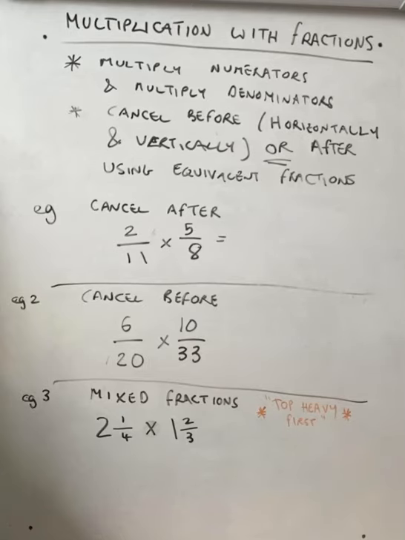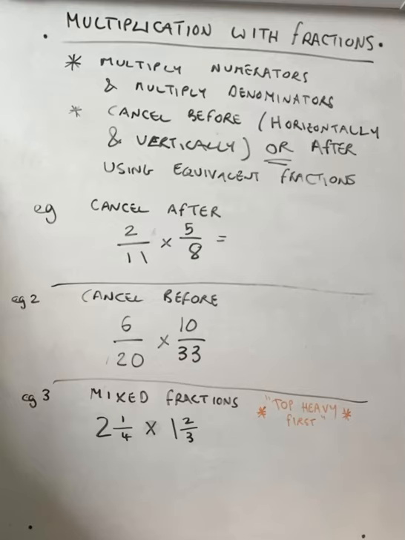So this lesson is all about how we multiply with fractions. The big idea for today's lesson is that we times across the numerators and we times across the denominators. And you can cancel down either horizontally or vertically, before or after. It doesn't really matter. If you like to work with big numbers and you're very confident with your times tables, you can cancel down after using your equivalent fractions. I personally prefer cancelling down before because I just think it's a little bit simpler.